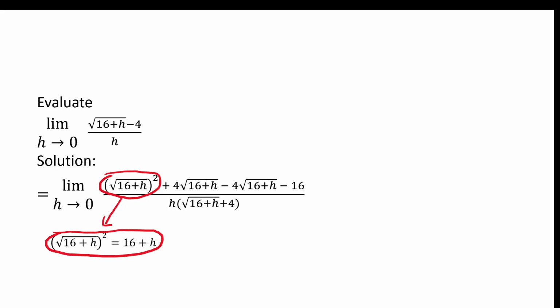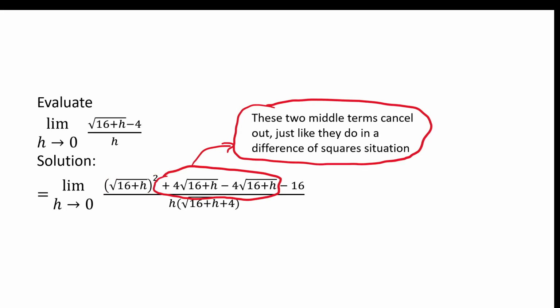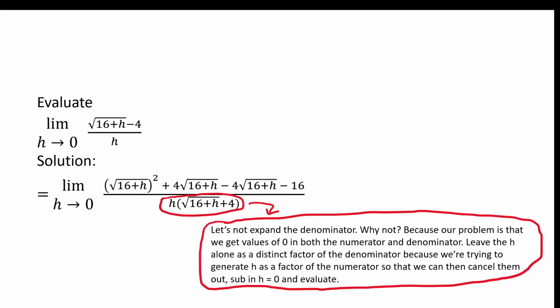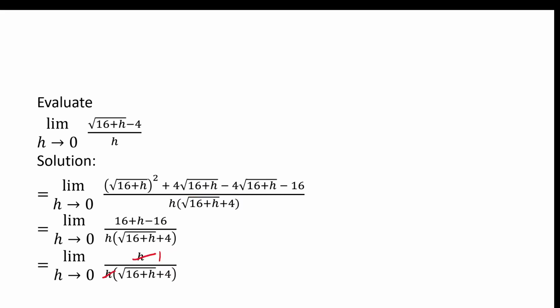The square root of 16 plus h quantity squared is the same as 16 plus h. That middle part cancels out like they do in a difference of squares situation. We're not going to expand that denominator. You might ask why not, and the answer is because our problem is we get values of 0 in the numerator and denominator. So we're going to leave the h alone as a distinct factor of the denominator because we're trying to generate h as a factor of the numerator so we can cancel them out. So in other words, having a factor of h right here is exactly what we want. So don't expand it into the other factor.